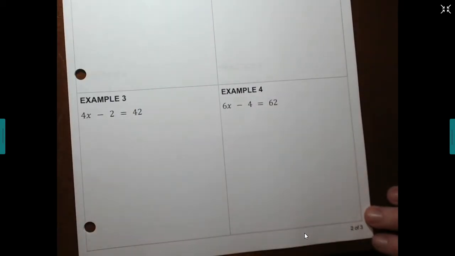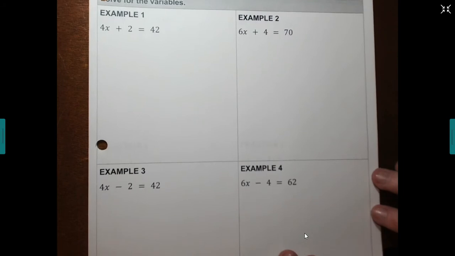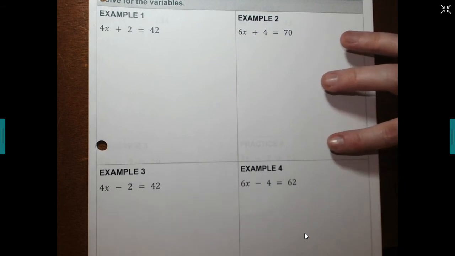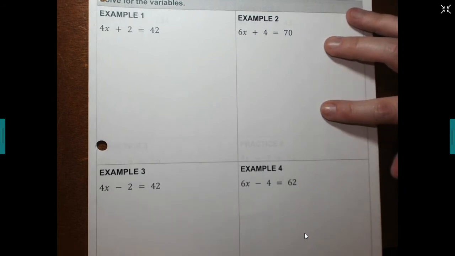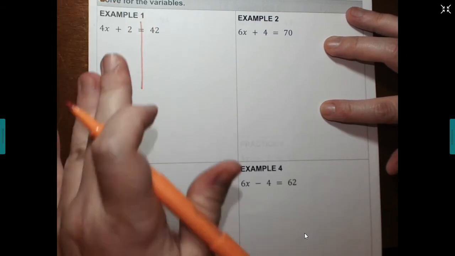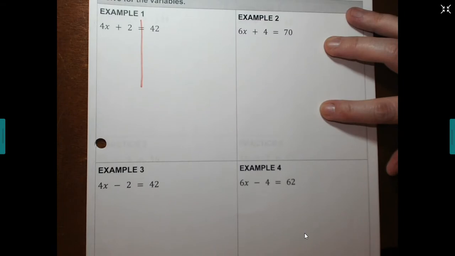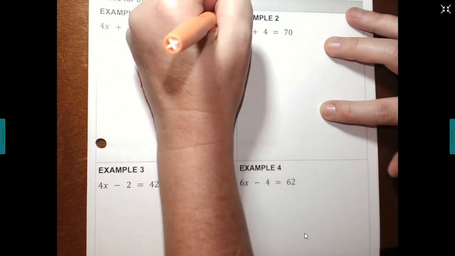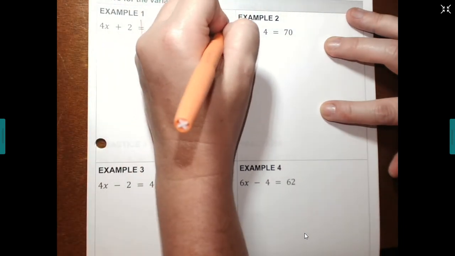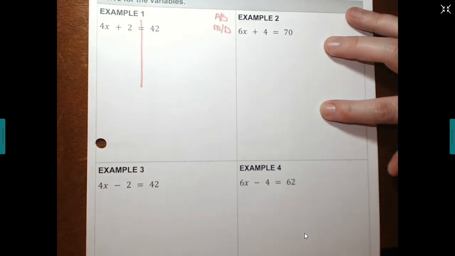Okay, let's get after it. So example 1. Example 1 says 4x plus 2 equals 42. I know my first step is to draw my gate. So now I know that I've got two sides to my equation. I'm also going to put up here to remind myself that I'm looking for adding and subtracting first, and then I'm going to look for multiplying and dividing.